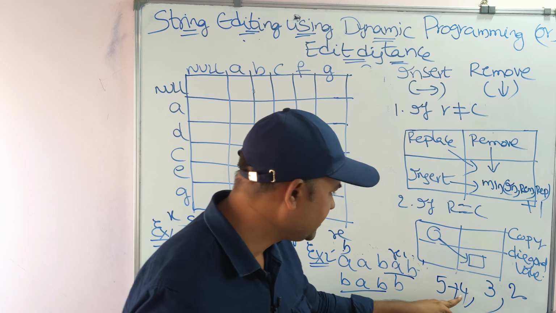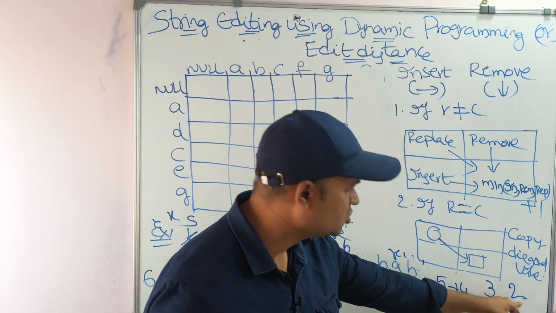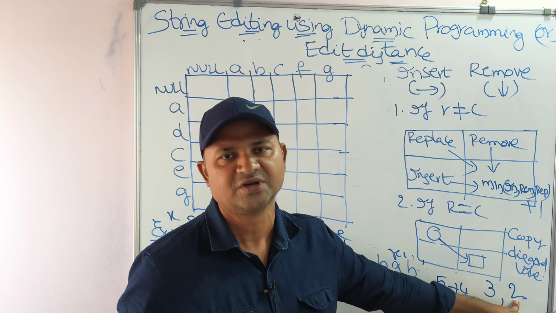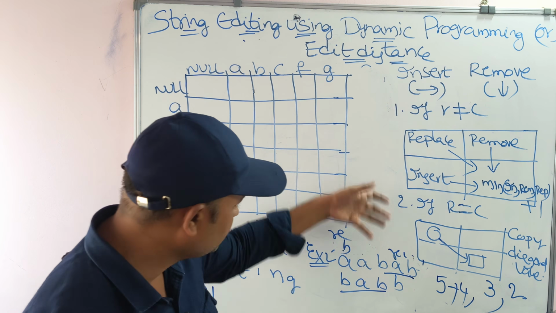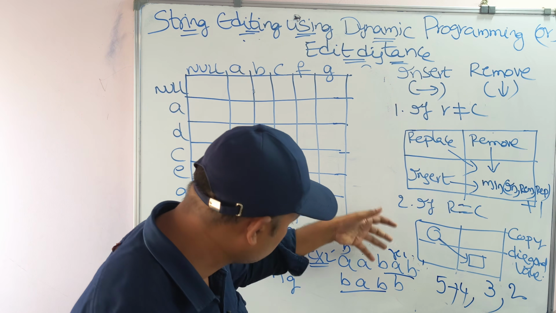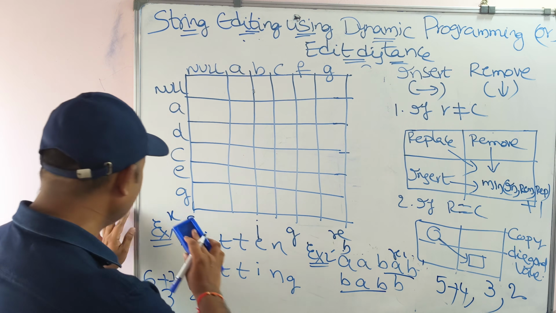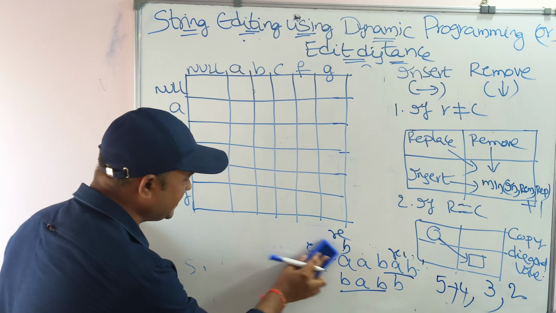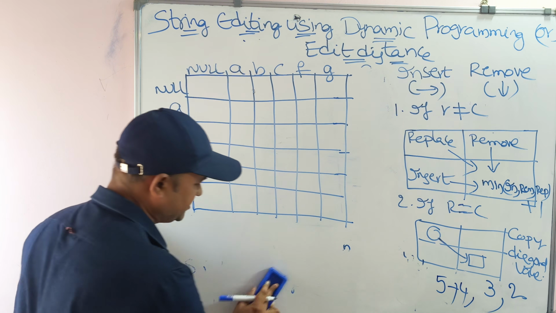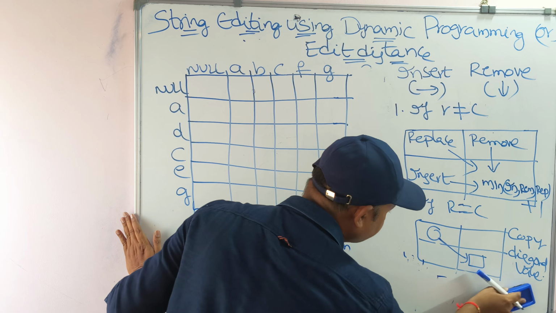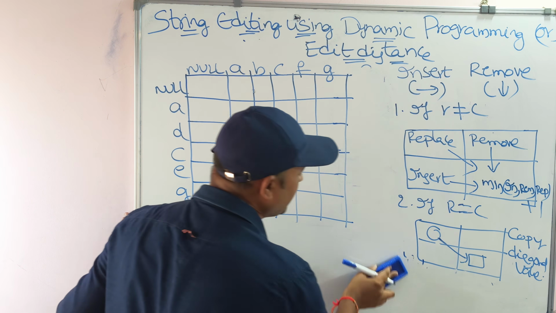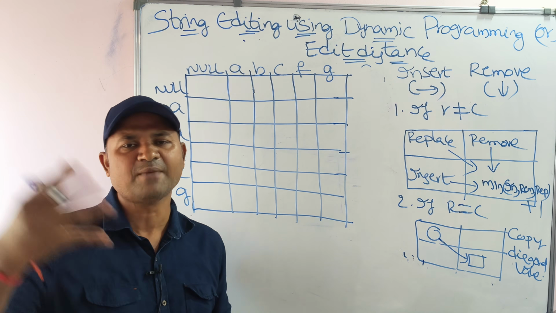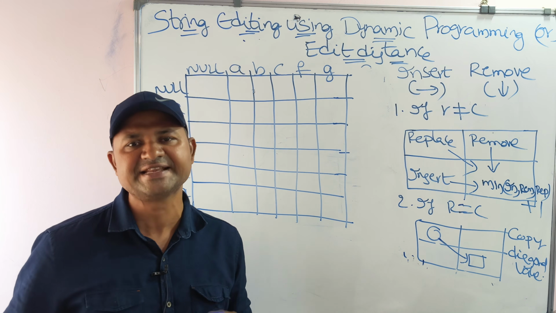So which is the best logic here? Out of 9, 3, 2, 2 is the minimum number. So we can say that this is the minimum number of operations. 2 operations are required in order to convert this source string into the destination string. The point is, we can convert a source string to a destination string in n number of ways. But here our major aim is to find it with the minimum number of operations.